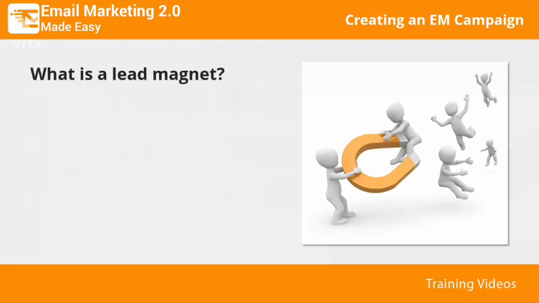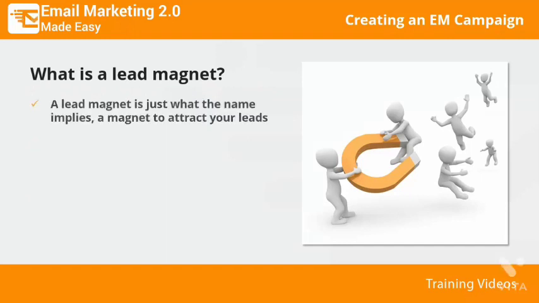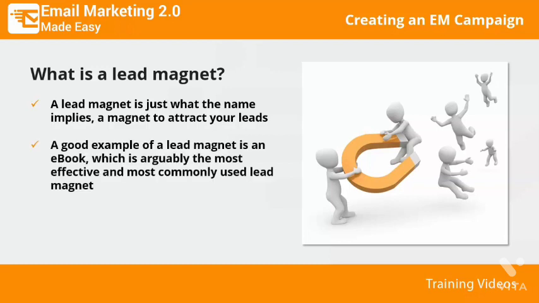What is a lead magnet? Let's start with the basics. What is a lead magnet? A lead magnet is just what the name implies, a magnet to attract your leads. This magnet is nothing more than something of value that you offer to your prospects for free in exchange for their contact information, namely their names and their email addresses. A good example of a lead magnet is an ebook, which is arguably the most effective and most commonly used lead magnet. You tell your potential subscribers that they will get a free copy of your ebook if they sign up to your subscribers list.